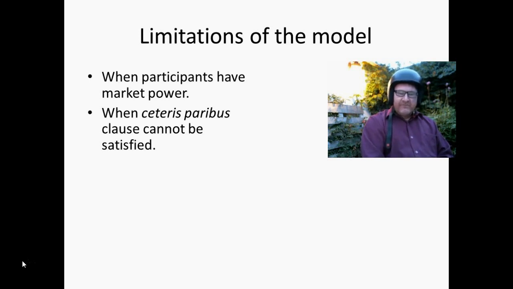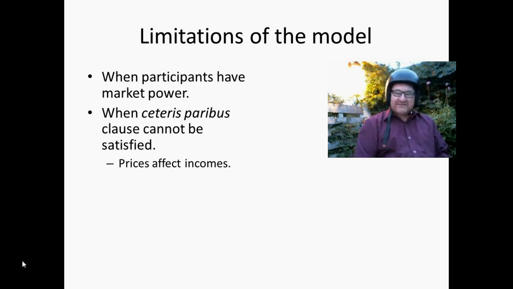It's also not a very useful model if the ceteris paribus clause can't be satisfied. Remember the ceteris paribus clause. This applied to the definition of demand: the maximum quantities that buyers are willing and able to purchase at various prices, assuming all other non-price factors are held constant. And in the case of supply, the maximum quantities that sellers are willing and able to offer for sale in the marketplace at various prices, assuming non-price factors are held constant. Now, the model is not a very good one if, when prices change, that causes the demand curve or the supply curve to shift simultaneously.